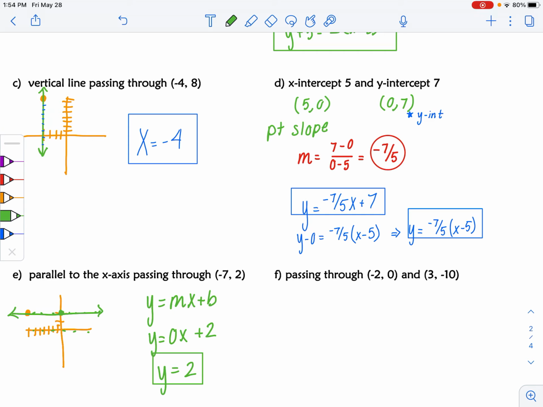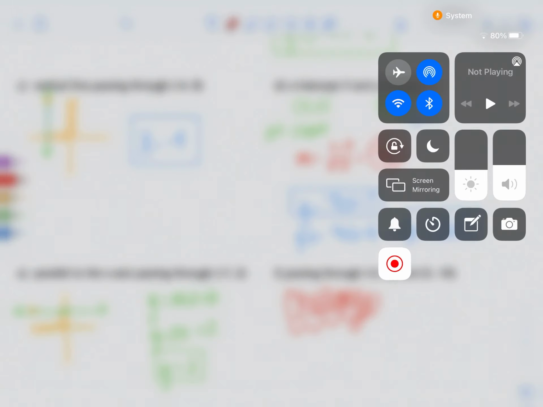Okay, this last problem is very similar to B and to D. I'm leaving this as a challenge. If you complete it and get it correct, I will give you some credit. Make sure you write your equation correctly. No zeros. And we'll check it in class. Good luck.